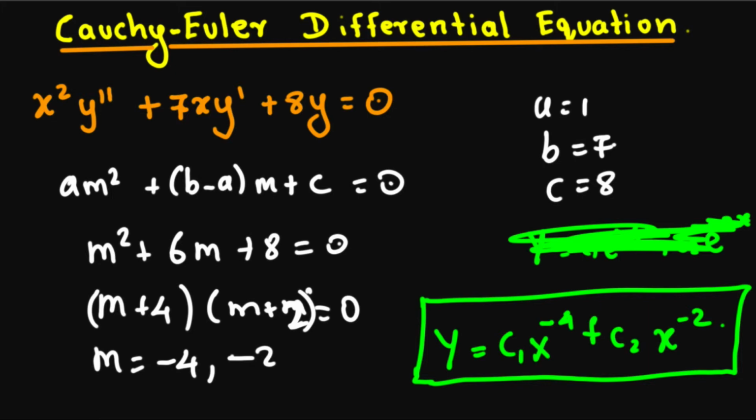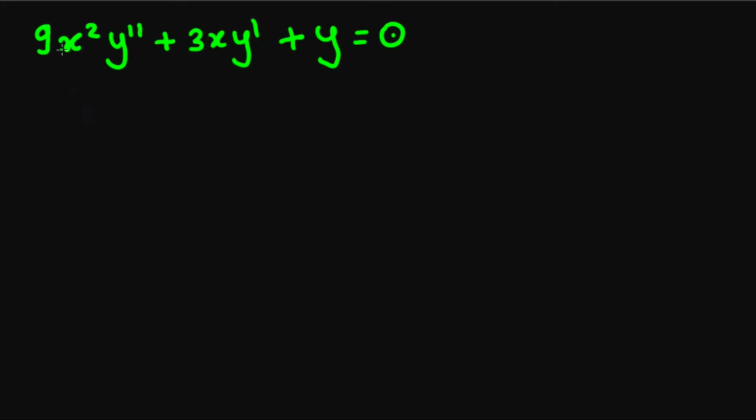Now let's look at another example. Here we have x squared y double prime, power and order are matching. x y prime, x power 1, first order, power and order are matching. 0th order, and x power is 0 because we don't have any x. So this is also a Cauchy-Euler.